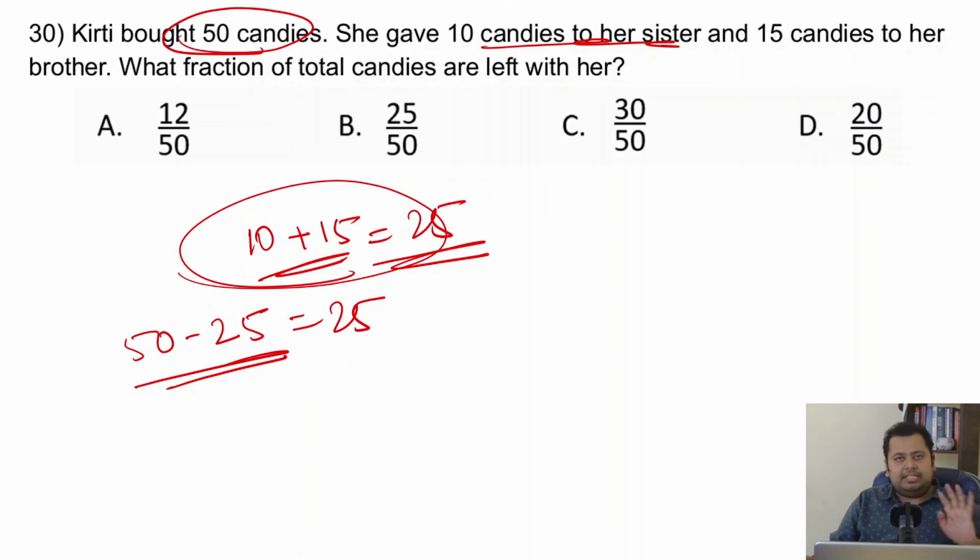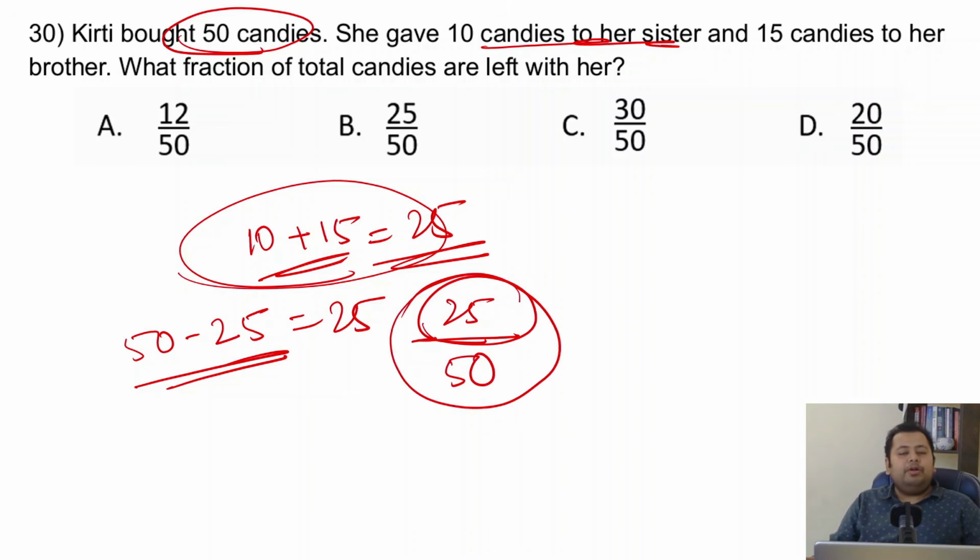Again, do all the subtraction by yourself. I'm not going through all the simple subtraction and doing it for you, so that part you will have to take care of. So 50 minus 25 is 25. You can do the maths by yourself, right? So 25 is the number of candies left with her, divided by the total candies that were there. So it is nothing but 25 divided by 50. Option B is your correct answer. Hope you got this one correct. If you did, give yourself a star.